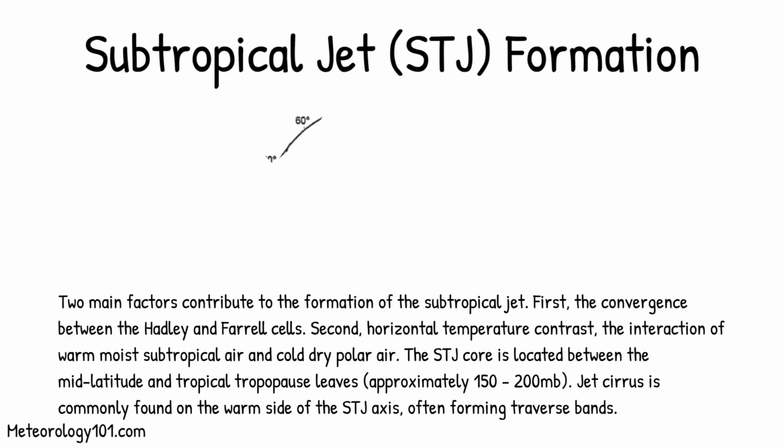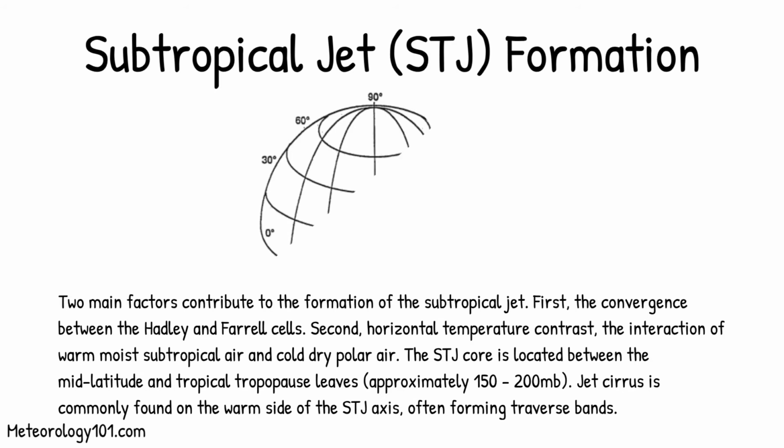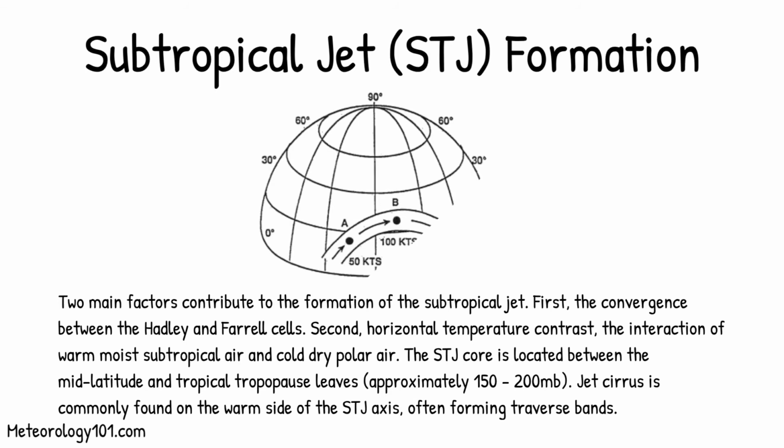Two main factors contribute to the formation of the subtropical jet. First, the convergence between the Hadley and Ferrel cells. Second, horizontal temperature contrast, the interaction of warm moist subtropical air and cold dry polar air. The subtropical jet core is located between the mid-latitude and tropical tropopause leaves, approximately 150 to 200 millibars. Jet cirrus is commonly found on the warm side of the subtropical jet axis, often forming transverse bands.